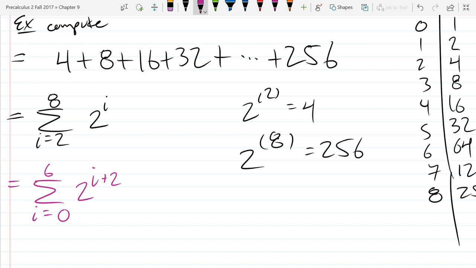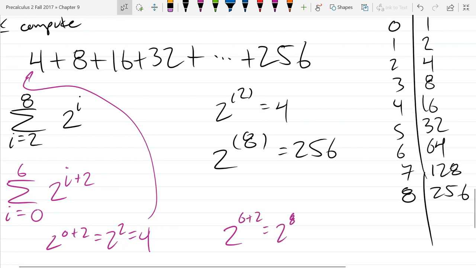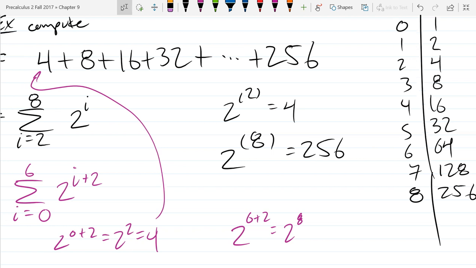The best way to, in my opinion, the best way to do this reindexing is take your best guess and then check. So what's my first term now? If I plug in 0, 2 to the 0 plus 2 is 2 squared, that's 4. And that indeed is the correct first term. So I recommend guessing and checking is better than trying to sit there for 8 minutes and rack your brain, just take your best shot and then see if it's actually going to work out. You could check the very last one as well. 2 to the 6 plus 2, 2 to the 8th, which we computed already was 256 right there on our little chart. So the first term works, the last term works. Pretty sure the terms in between are going to work as well.